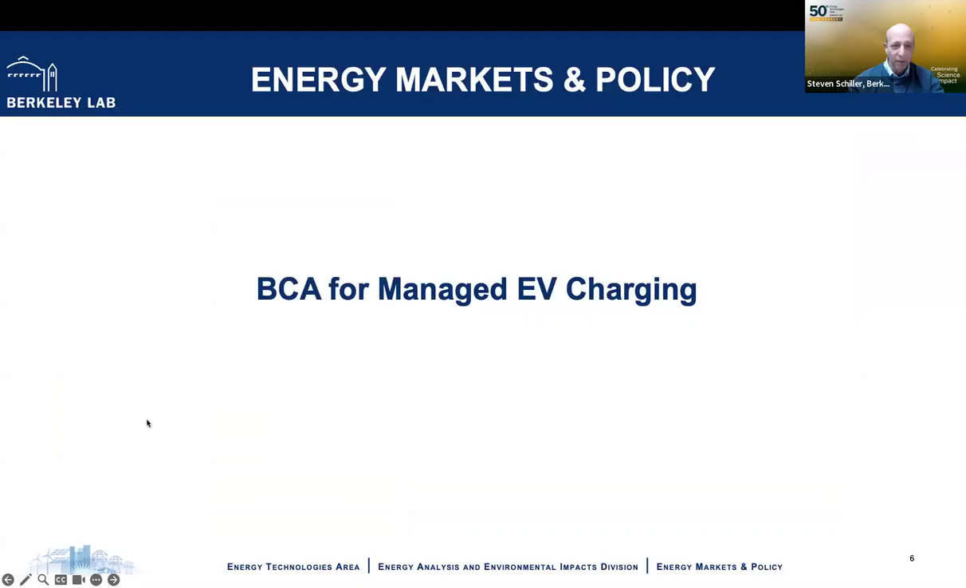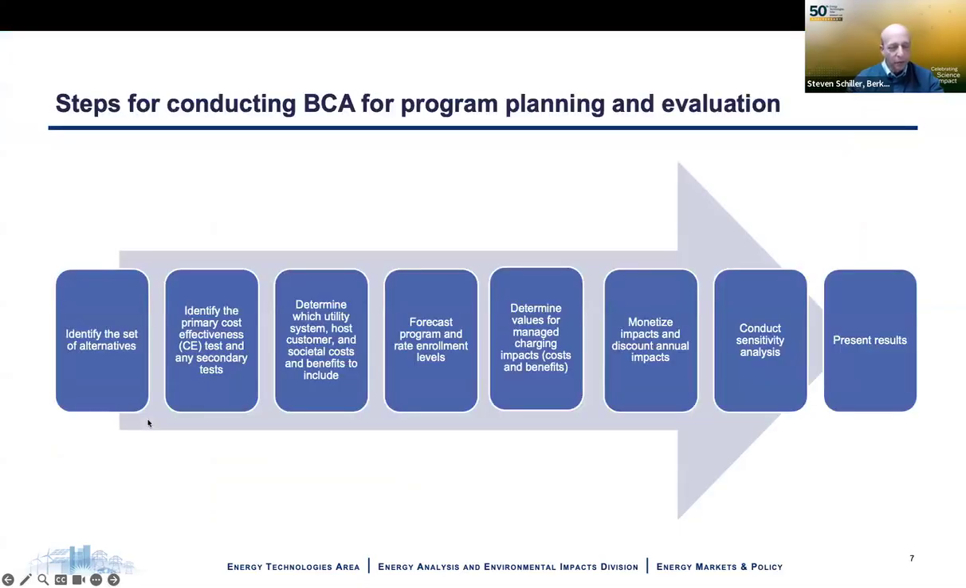What we're going to talk about is coming up with a benefit cost analysis for a program. The steps to do that, I've sort of compressed the various steps I talked about for program evaluation and benefit cost analysis into this one diagram. The first thing I do is identify the set of alternatives. What are the managed charging options that you're going to look at? And identify the primary cost effectiveness test and perhaps any secondary test you're going to be using.